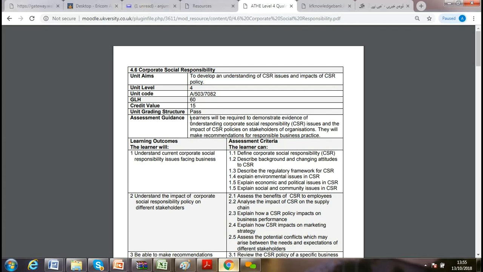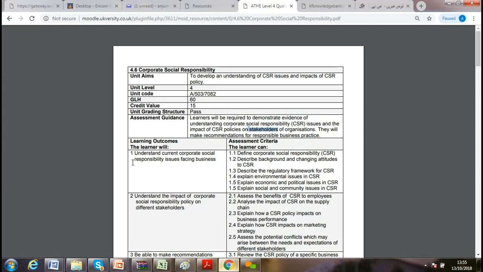Learners will be required to demonstrate evidence of understanding corporate social responsibility issues and the impact of social responsibilities on stakeholders. We are well aware of all stakeholders. Stakeholders means anybody who has any interest in an organization, or whose interest will be affected, influenced, or impacted by the actions and decisions of the company.